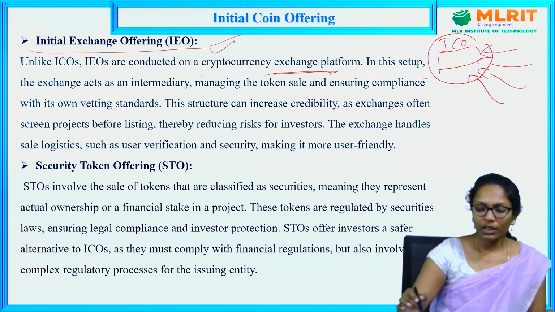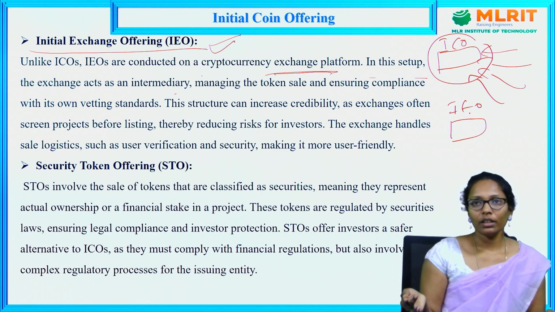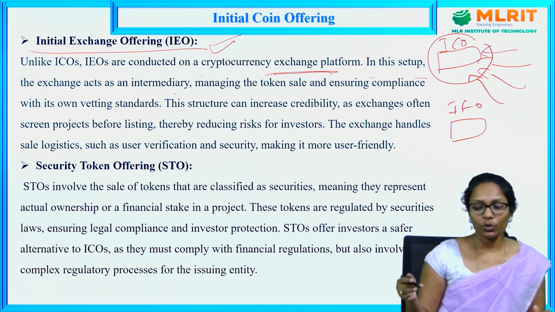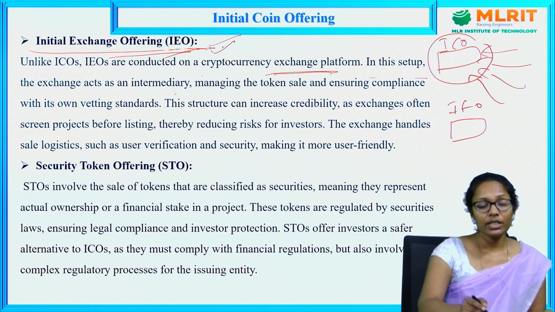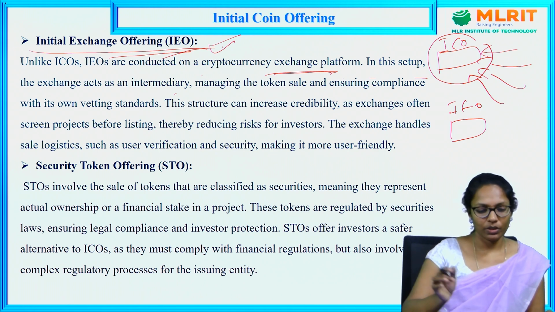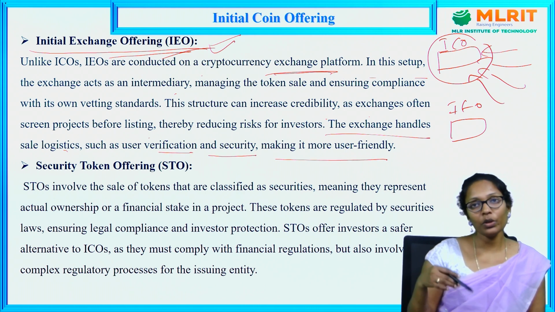But in an IEO, it will be launched on the existing platforms. If we have trust in the existing platform, those existing platforms have some standards, right? They are following some regulations. So if we have trust in existing platforms like an Ethereum platform or a Bitcoin exchange platform, then we can simply go with these IEOs. This structure can increase credibility, as exchanges often screen projects before listing, thereby reducing the risk for investors. The exchange handles sale logistics such as user verification and security, making it more user friendly.